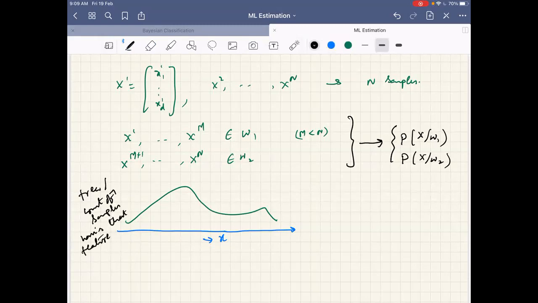Correct? This we are calling a histogram. Is this fine? Yes, sir. So this is fine. I assume that I have plotted this. But from this, what do you think I will make out?